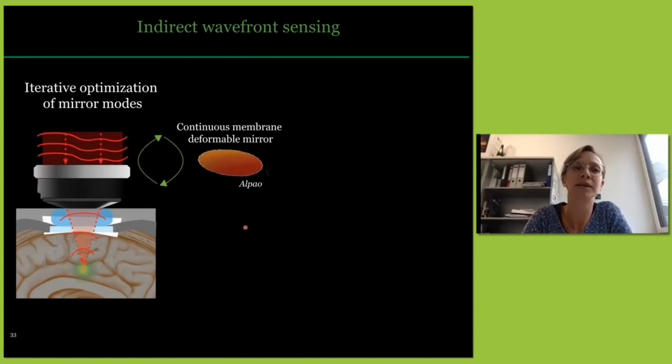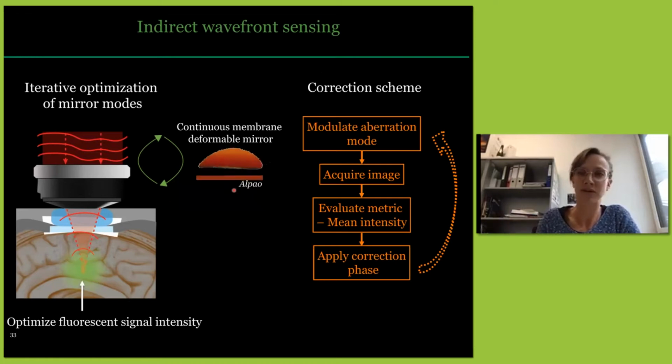And we are using an indirect, modal-based wavefront sensing approach, where we use a continuous membrane deformable mirror, which we drive with Zernike polynomials. So we drive the entire mirror shape at once. And to optimize the mirror shape, we use an iterative approach where we use the fluorescent signal intensity as a feedback signal to optimize the shape of the mirror.